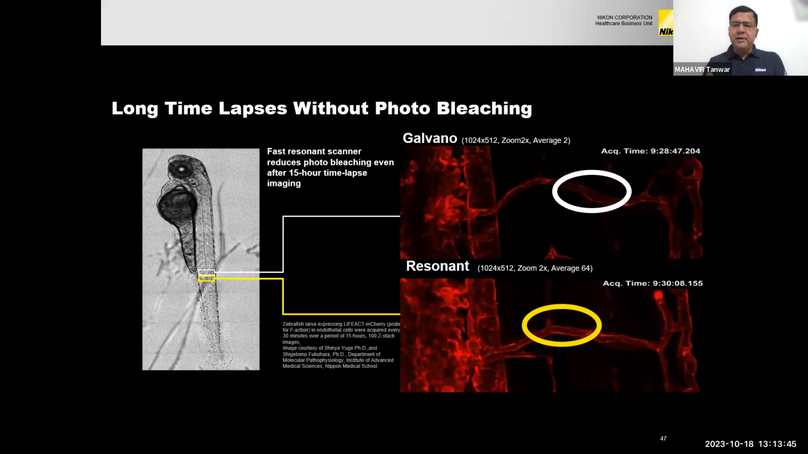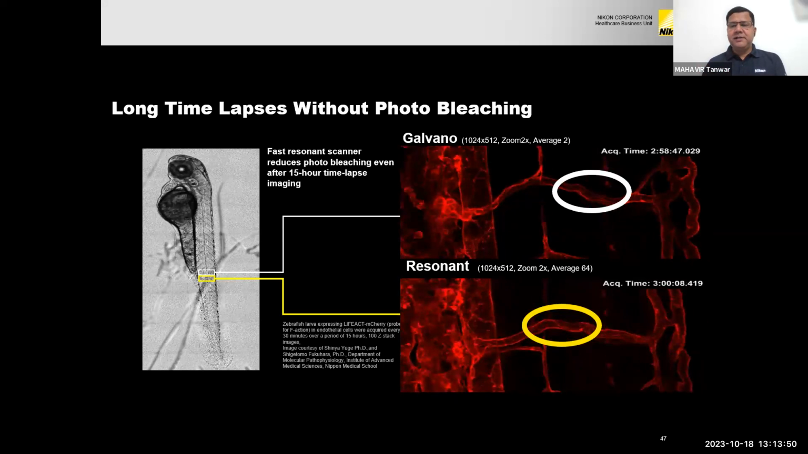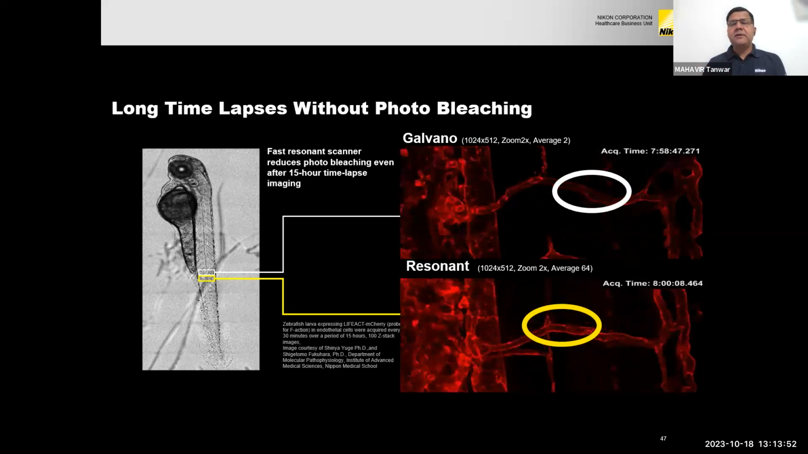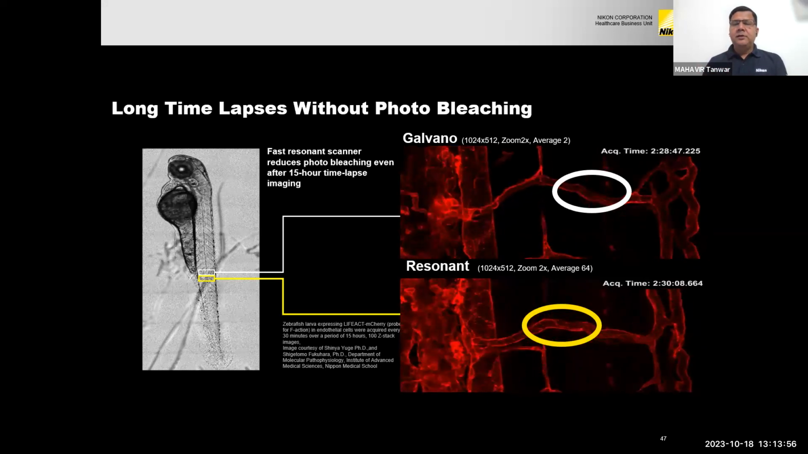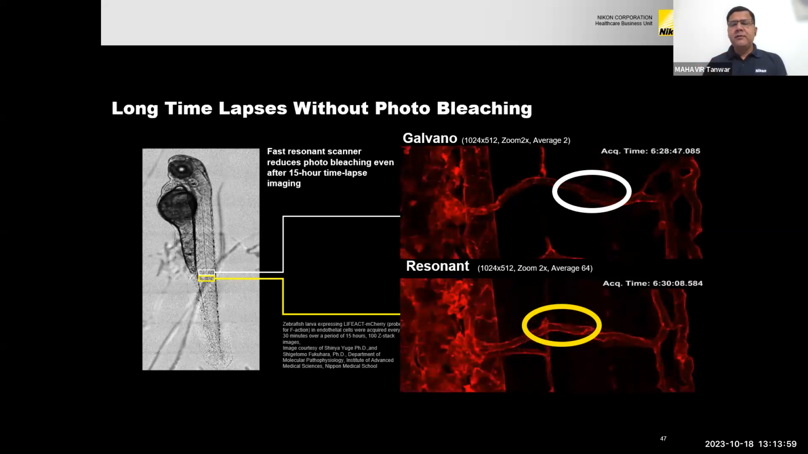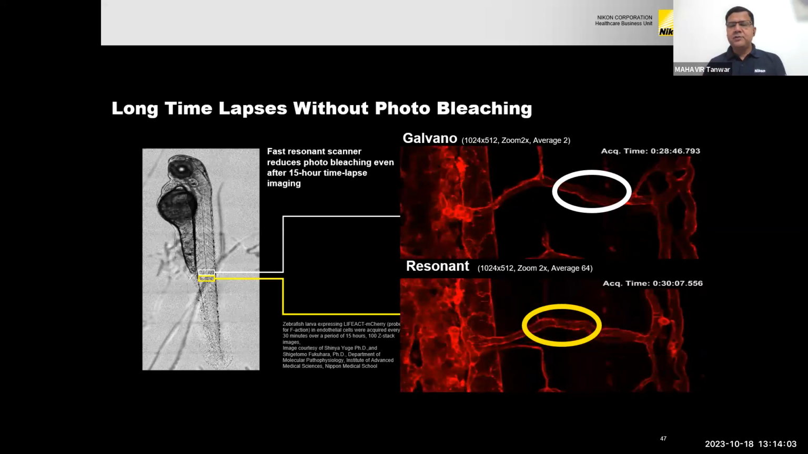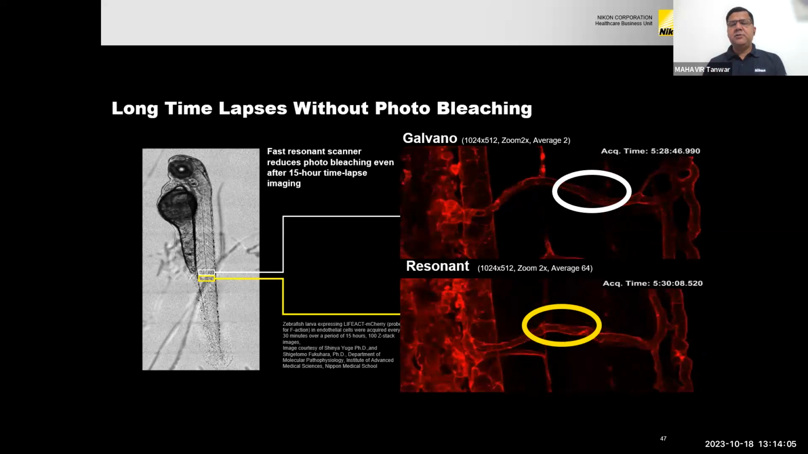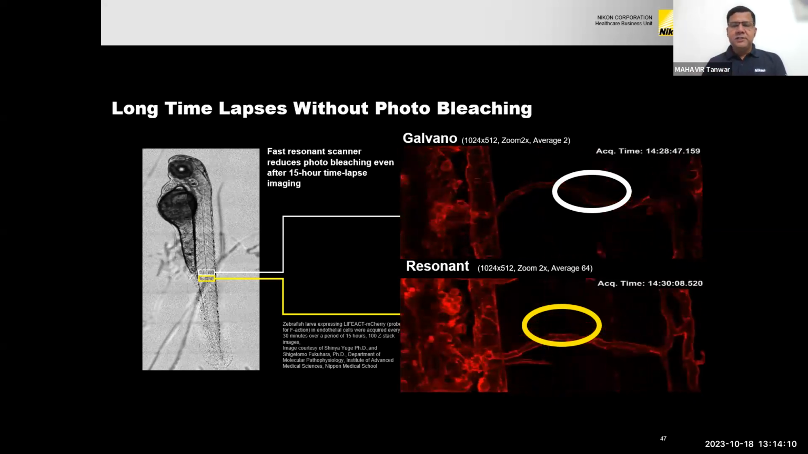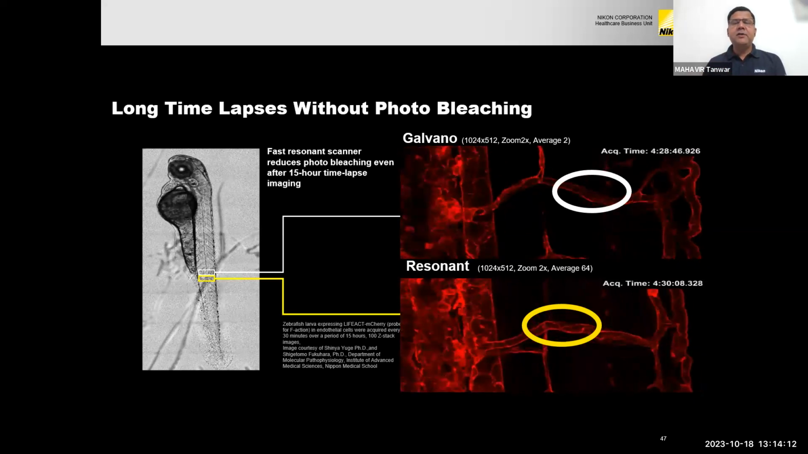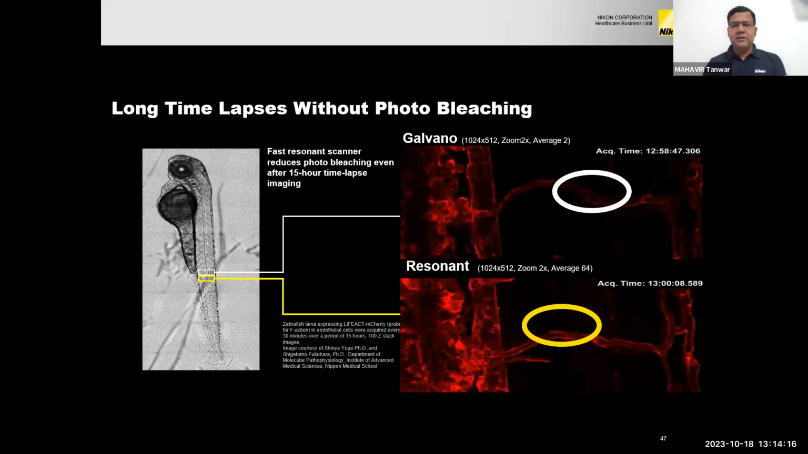So if you see above and below, the white circled image is getting bleached with time because the pixel dwell time is pretty high, right? So the laser is residing on a pixel for more time. In case of a resonance scanner, the bleaching with respect to above is much lower as compared to the galvo. So the resonance scanner can be a very good tool to perform long-term live cell imaging with less phototoxicity.